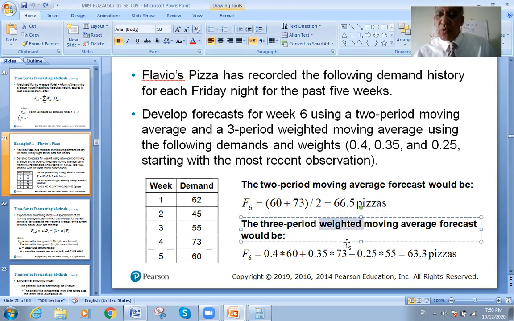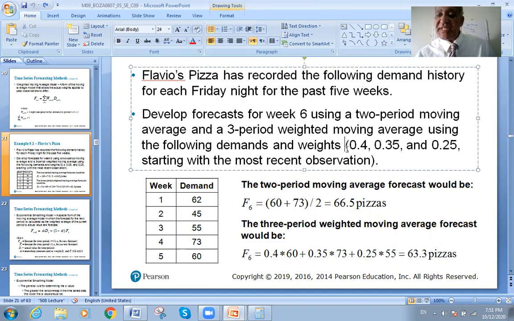But here, he said 3 periods weighted. Look at this word, weighted moving average. This time watch out what you will do, because he will give you the scale of weight. Scale of weight means the probability of them. All of them must be 100%, which equals 1. So 0.4, 0.35, 0.25: when you add 0.35 and 0.25, this is 60, and this is 40, which means 100% or 1.